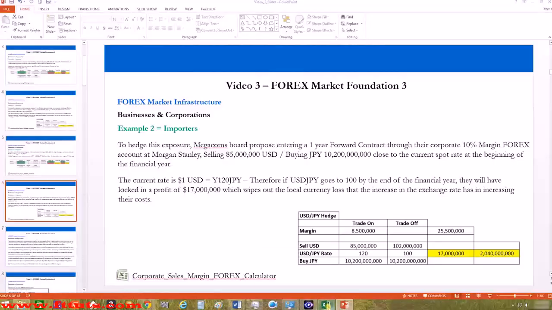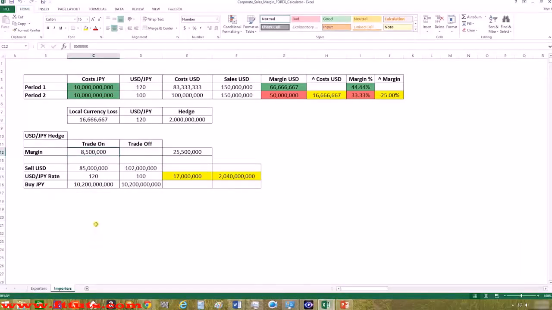So let's go back to the spreadsheet. Let's see how these numbers work. So they put up $8.5 million into their corporate margin Forex account at Morgan Stanley. They sell $85 million and buy 10.2 billion yen at the current spot rate of 120. When they go to unwind this position in period 2, the exchange rate has moved to 100. Therefore, they're taking off the trade at the rate of 100, and they're selling 10.2 billion Japanese yen and buying $100 million. Their profit on this trade is $17 million, equivalent to 2 billion yen. This has therefore hedged out the total hit to their sales, their costs and their margin.